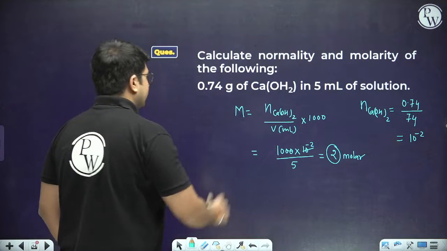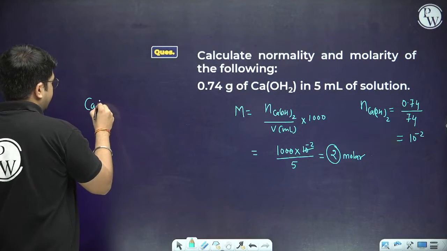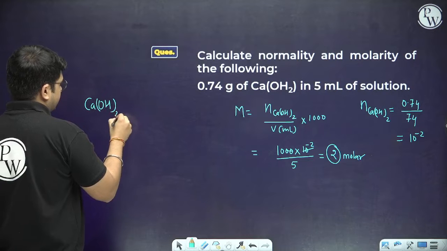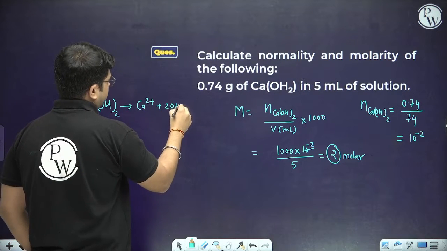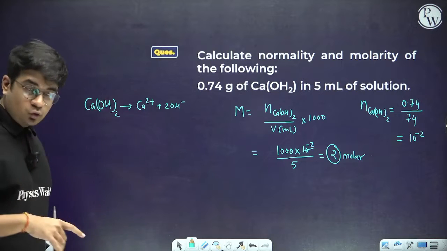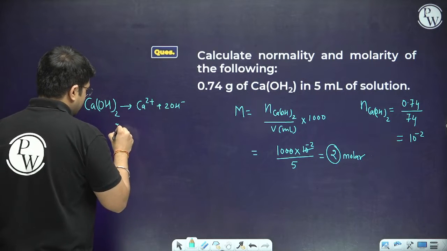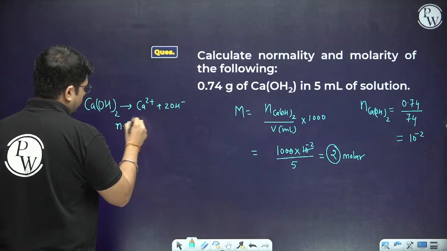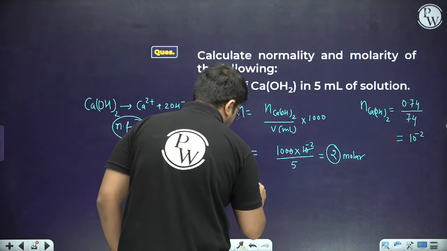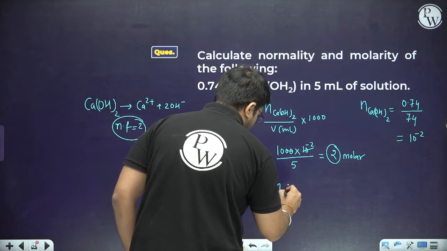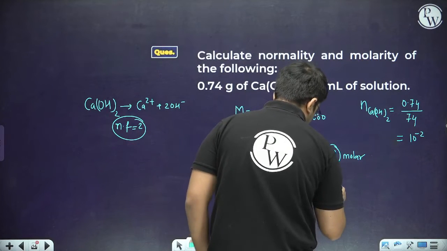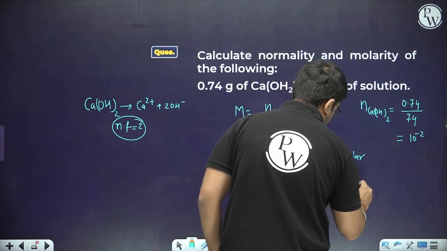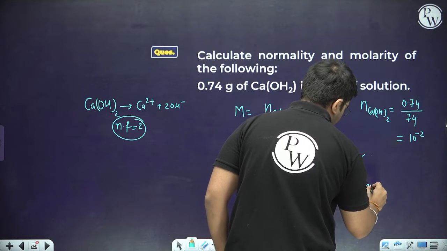Now we know that in case of Ca(OH)2, nothing is given. So it means it will be Ca2 positive plus 2OH negative. So in aqueous solution, it's going to give 2OH negative. There is no reaction. So its N factor will be 2. And you know that normality will be equal to molarity into N factor. You can use this equation. So from that part, normality will be 4 normal.